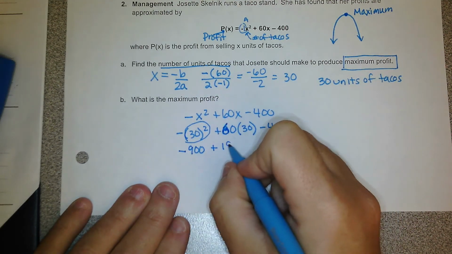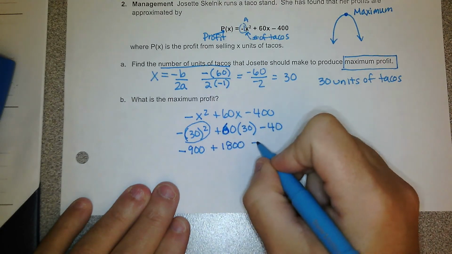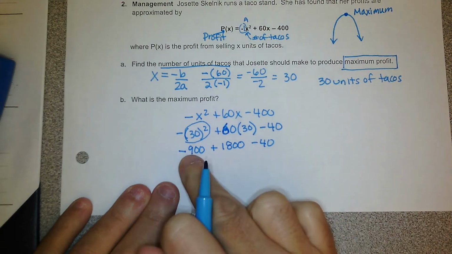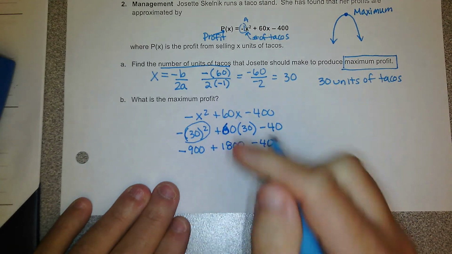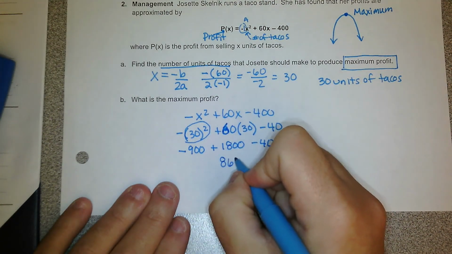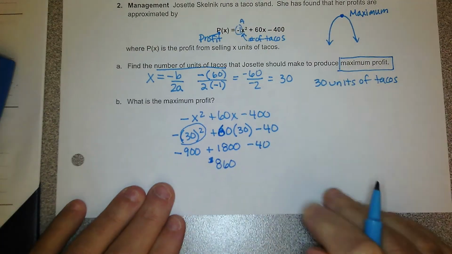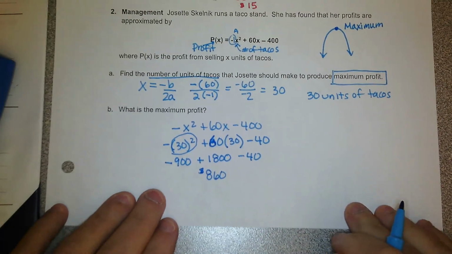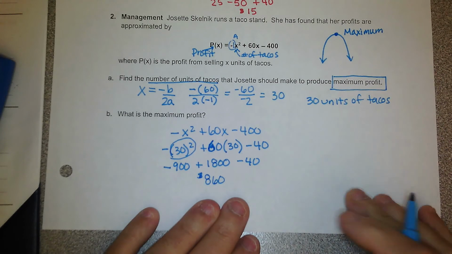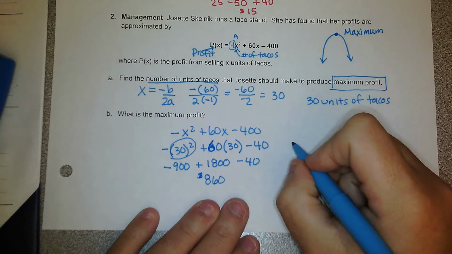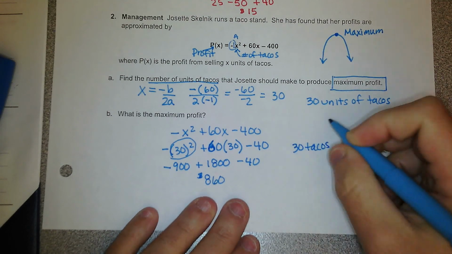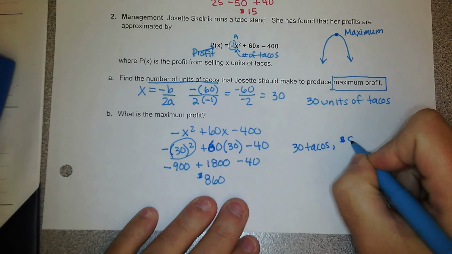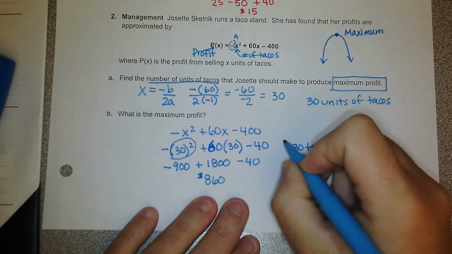60 times 30 is 1800. So negative 900 plus 1800 is 900. And then 900 minus 40 should give us $860. So for Josette's taco stand, she makes her maximum profit with 30 tacos, and she'll earn $860 in the process.